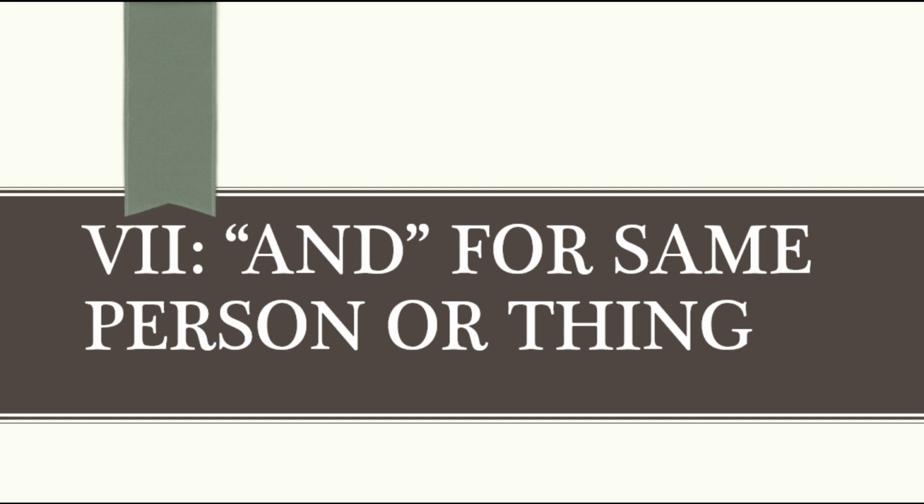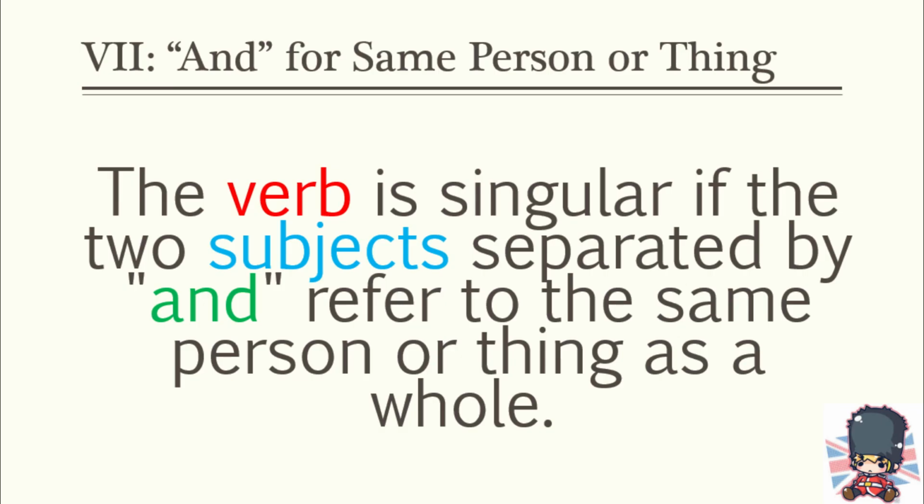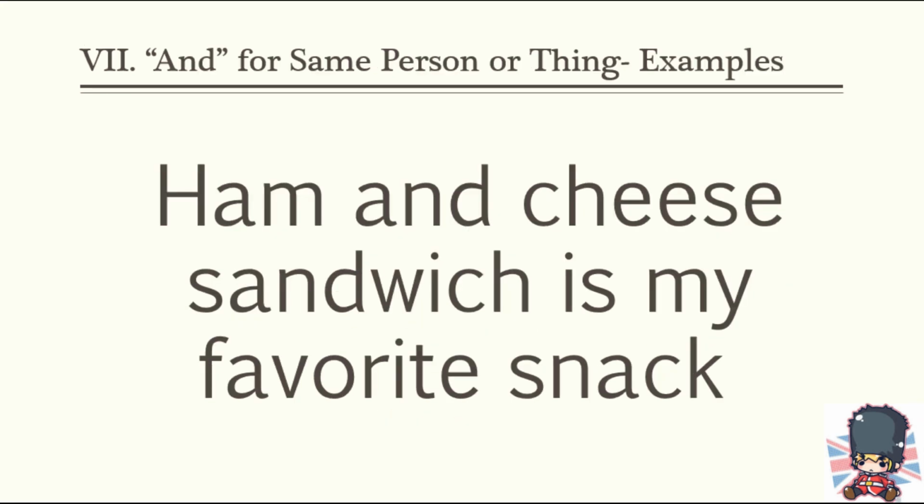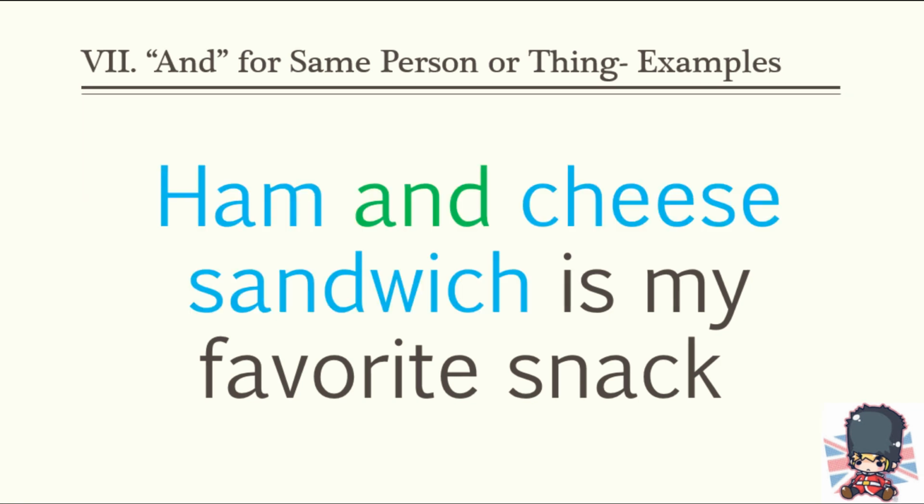Alright, so next rule tayo. The word "and" for same person or thing. The verb is singular if the two subjects separated by the word "and" refer to the same person or thing as a whole. For example, ham and cheese sandwich is my favorite snack. Okay, so parang akala nyo kanina, the dog and the goat. Hindi, iba to. Ham and cheese sandwich, isang sandwich lang siya, okay?